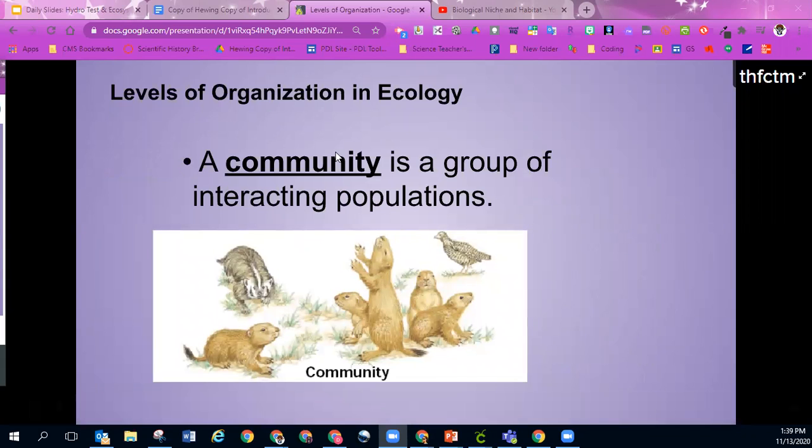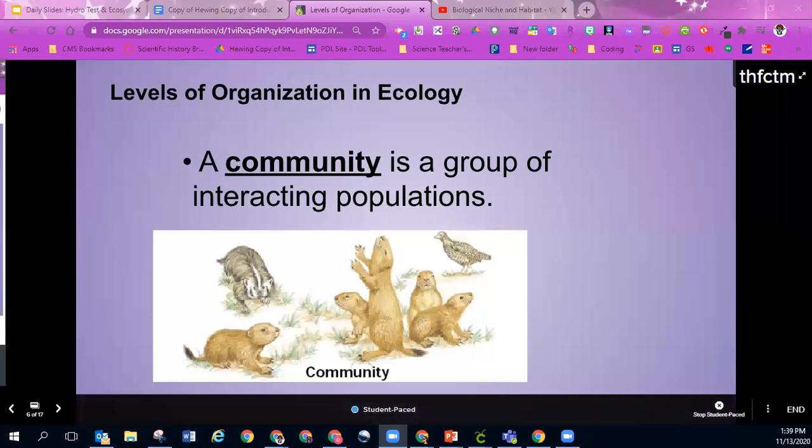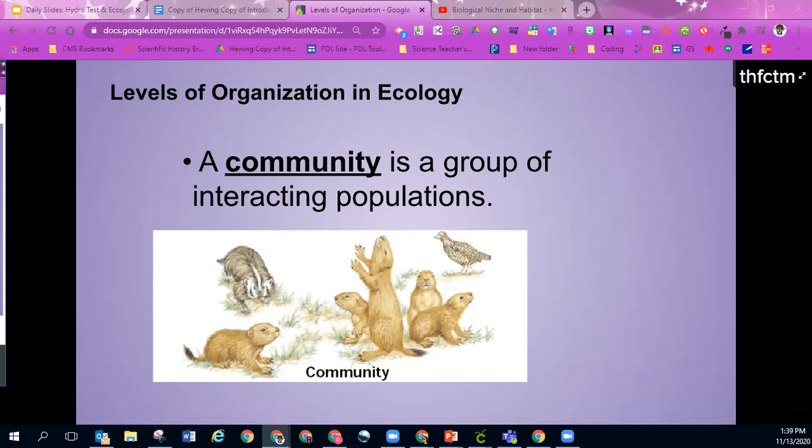All right, so next we have communities, and within communities, this is a group of interacting populations. So if we're talking about, say, the rainforest, and the rainforest has a lot of different birds and frogs and snakes and we'll go with monkeys that are all living kind of in the same area.